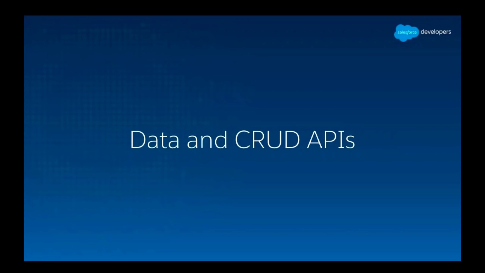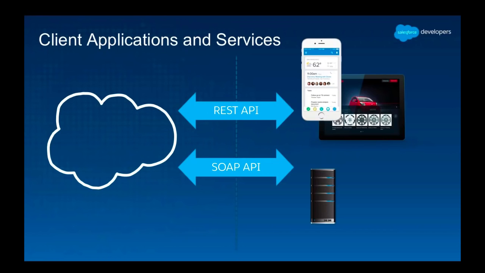Now, let's talk about data and CRUD APIs. All right. Now, the two core ones of these are the REST API and the SOAP API. And traditionally speaking, we talked about the REST API as being the sort of app client API. That's really what it was designed for. And it grew up around the time that REST APIs and REST-based resources were also growing up. The SOAP API is much more venerable, shall we say.